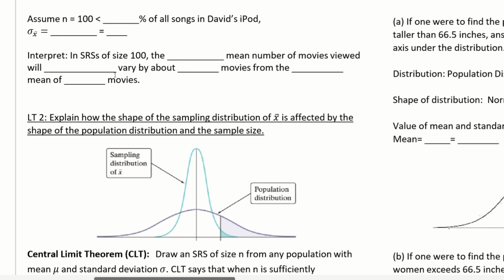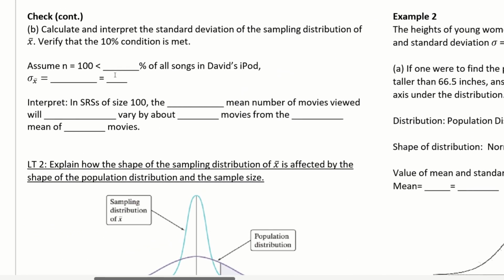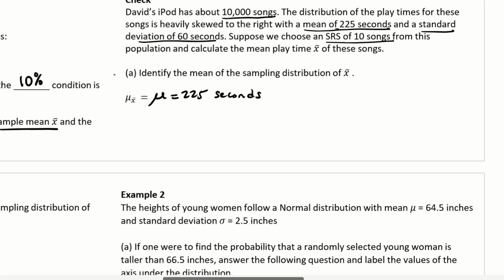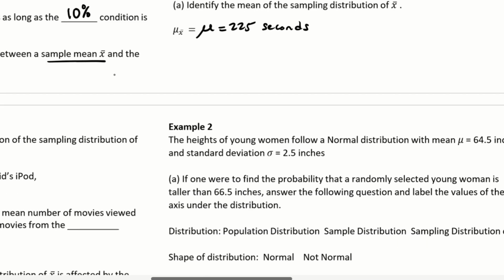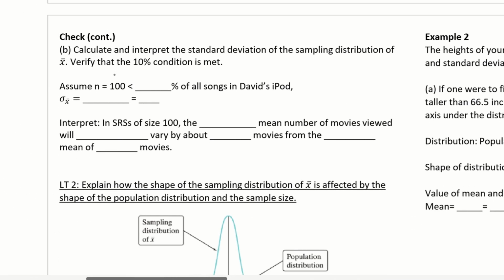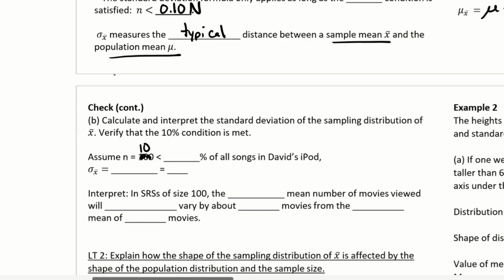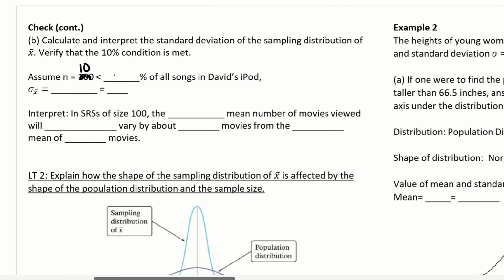So there's that. And then we'll go to part B. It says calculate and interpret the standard deviation of the sampling distribution of x bar. So we're going to assume that the 100 was it 100 or is it 10 songs? It's 10 songs, I'm sorry. This should say 10 songs. If I go back to it, sample size of 10 songs from the population. Okay, so we're going to assume that the 10 songs is less than 10%, sorry, of all songs in David's iPod.